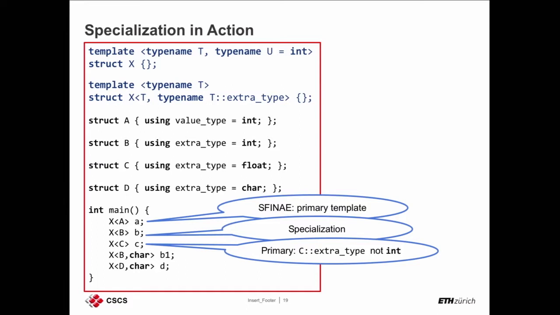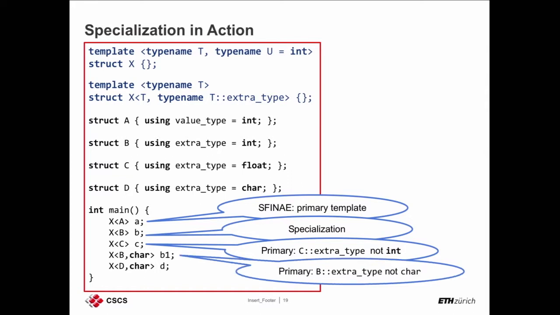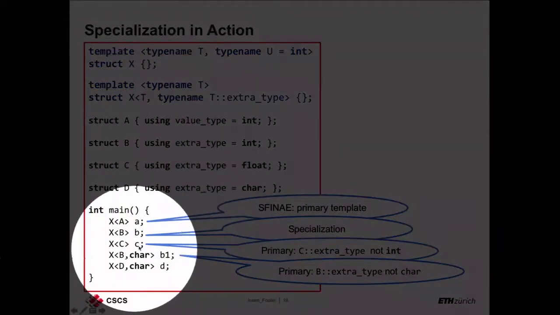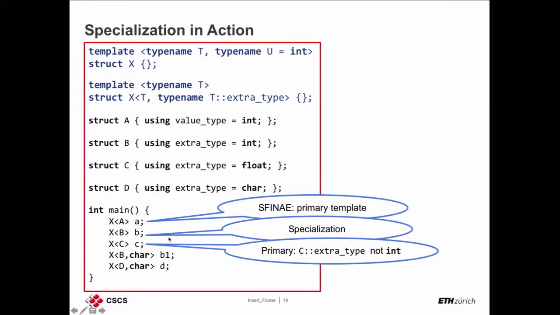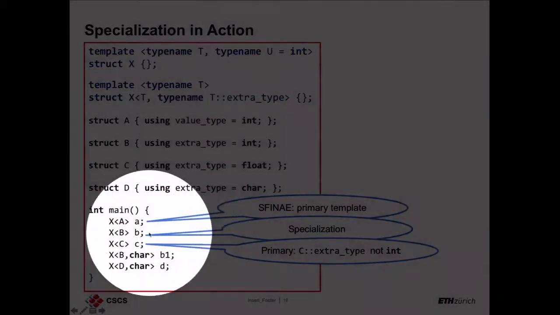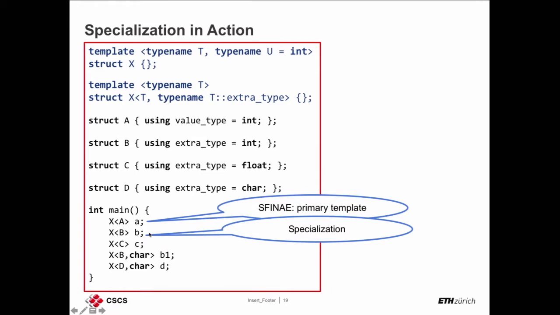Then it goes to the default one. And the same here, you say, if I want to do B and char, what happens? Okay, now let's go in order.